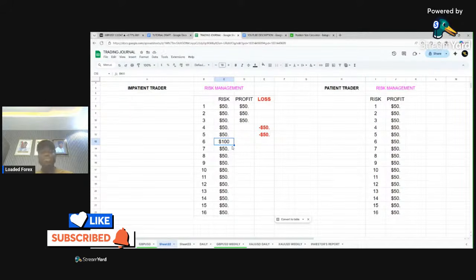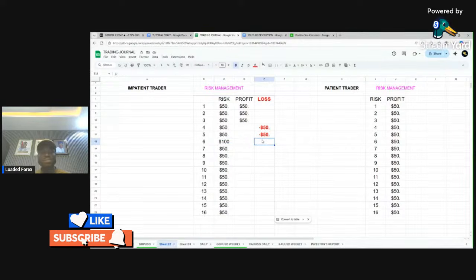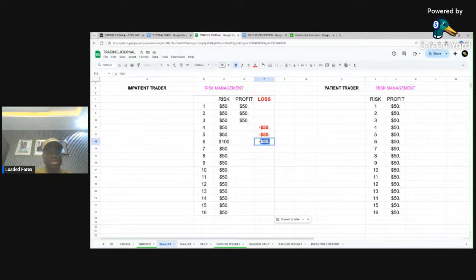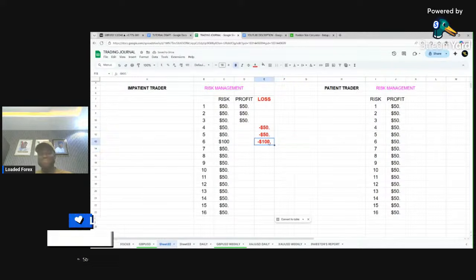What is going to happen? Life happens, uncertainty happens to him, then he loses the setup. That is $100. Do you understand? Then what happened? Psychology. Because he wants to recover his losses overnight or on one trade.